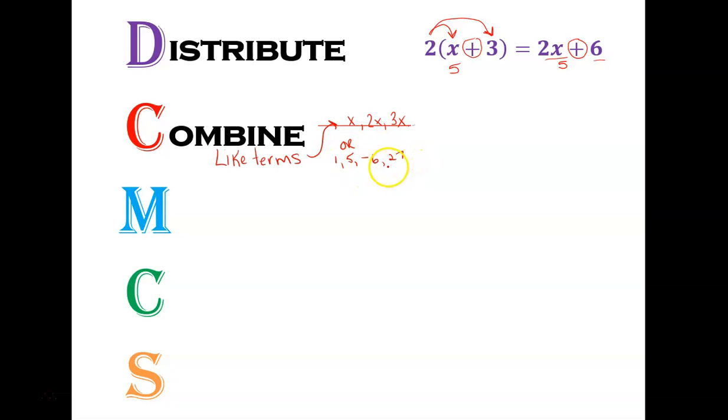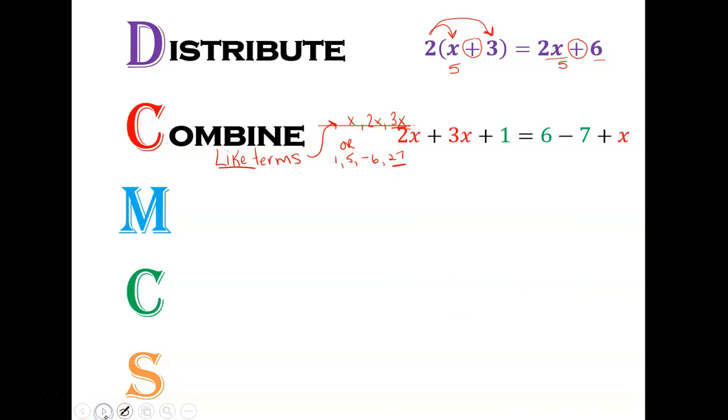But what we can never, ever, ever do is combine an x term with a number term using addition or subtraction. That's not okay. That's why when we say combine, we always say like terms. And what we mean by that is terms with x's are like terms and any numbers are like terms, but never the two shall meet. We're never going to combine a number term with an x term.